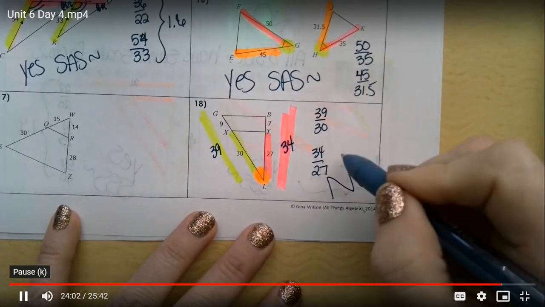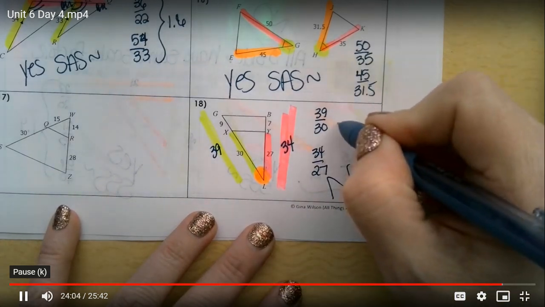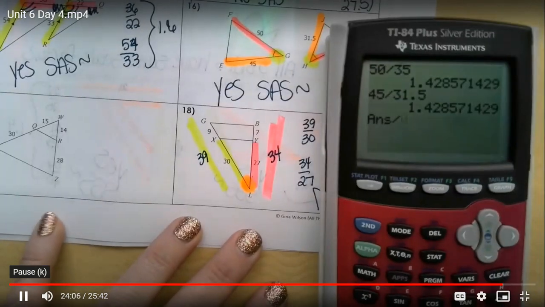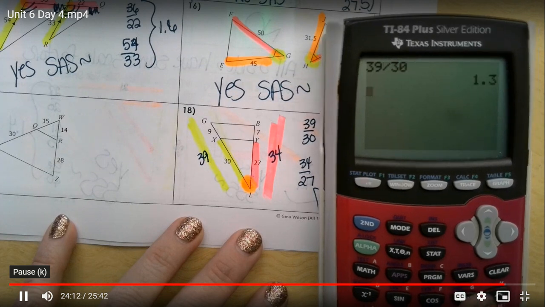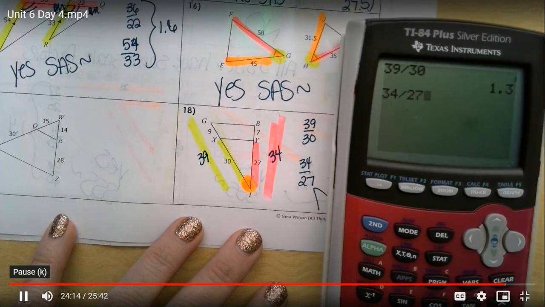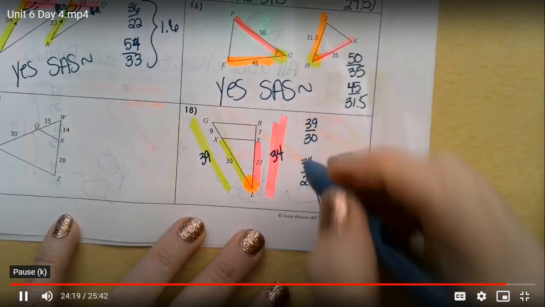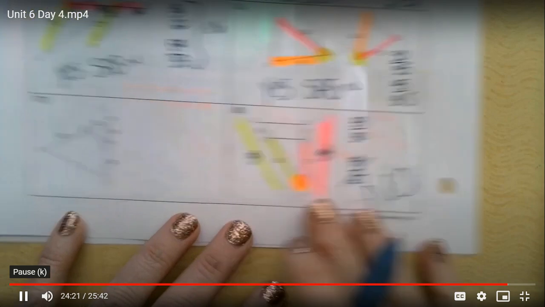Okay, this one, let's see, I'll go ahead and show you. 39 divided by 30, and then 34 divided by 27. So they do not give you the same numbers. That's why it is a no. So if that one doesn't match, we're done.